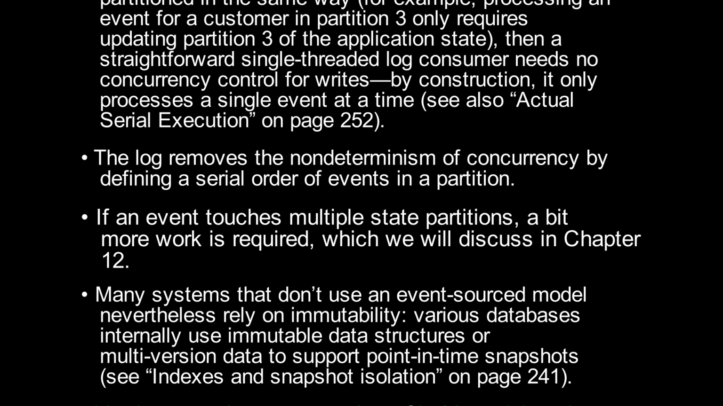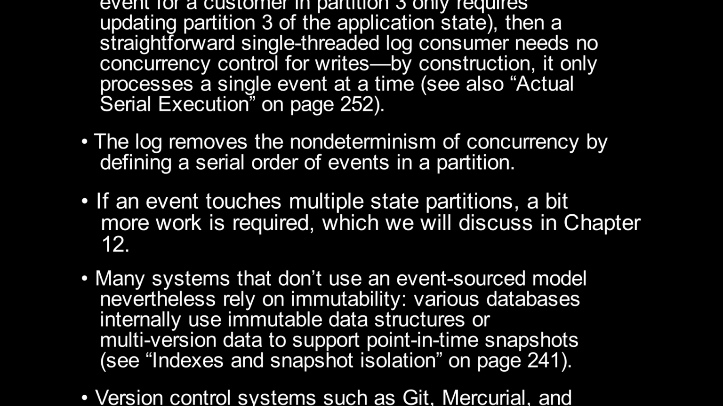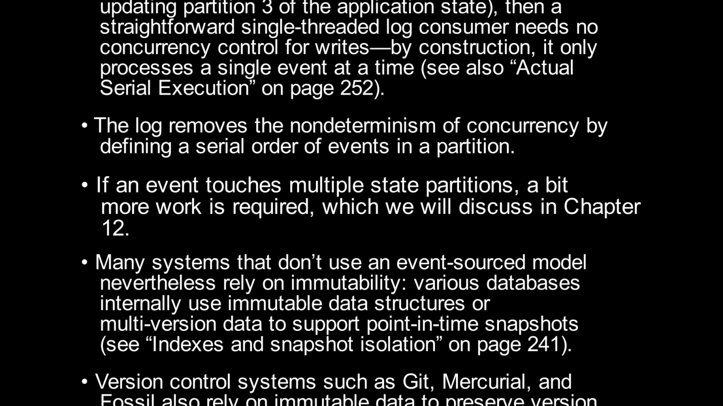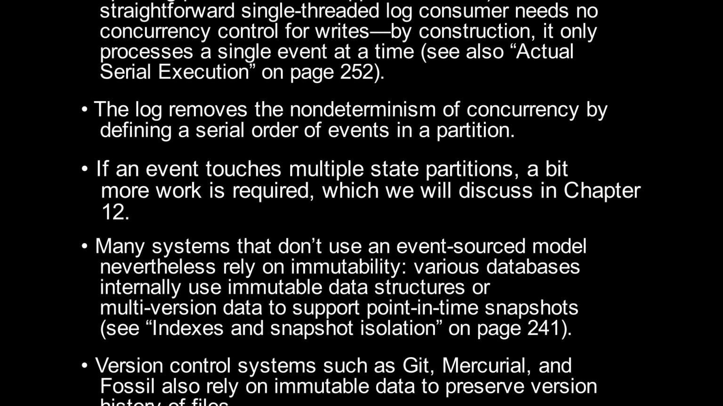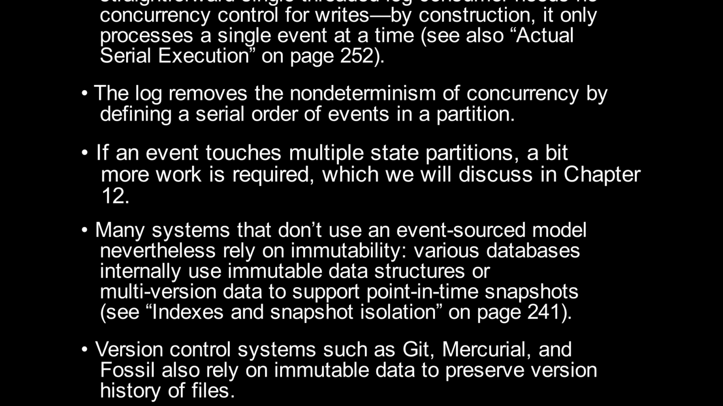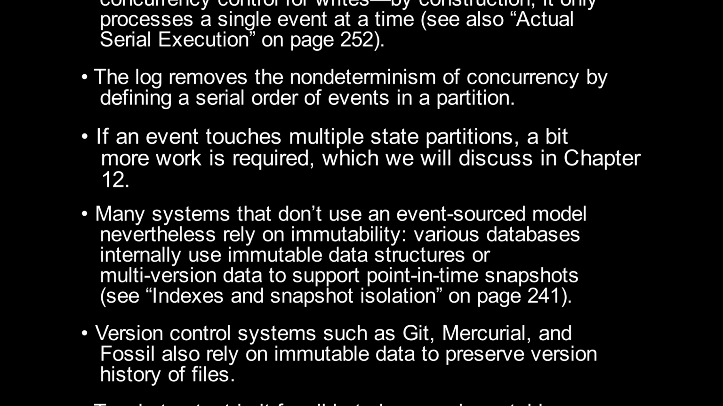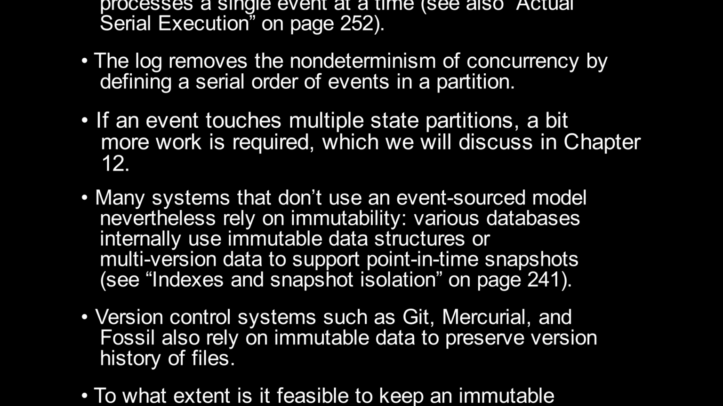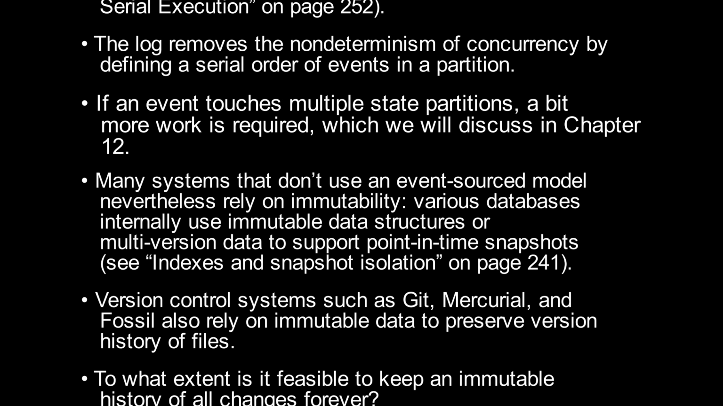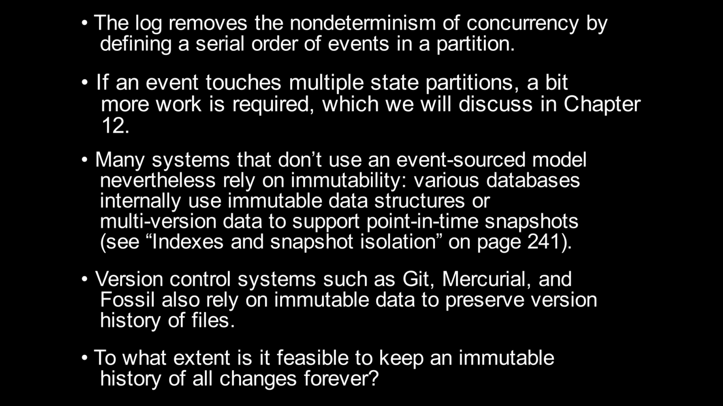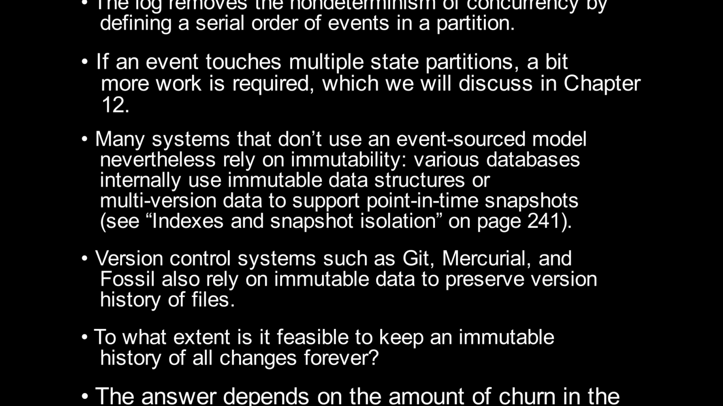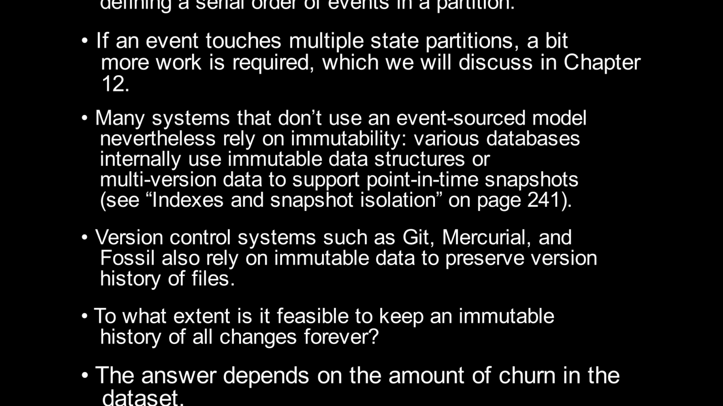Many systems that don't use an event-sourced model nevertheless rely on immutability. Various databases internally use immutable data structures or multi-version data to support point-in-time snapshots. See indexes and snapshot isolation on page 241. Version control systems such as Git, Mercurial, and Fossil also rely on immutable data to preserve version history of files.